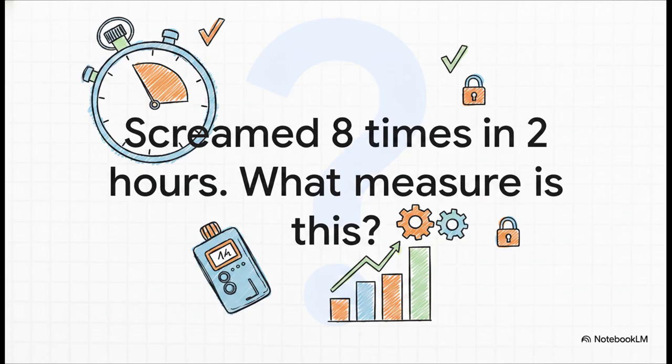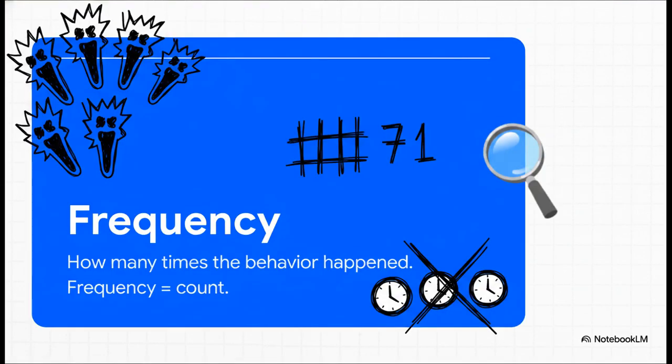Look for those keywords. Are you timing it, or are you counting it? Lock in your answer. If you guessed frequency, you absolutely nailed it. Remember our chant? Frequency equals how many times? We just counted the screams. Notice they didn't ask for screams per hour. That would be rate. It was just the simple count.